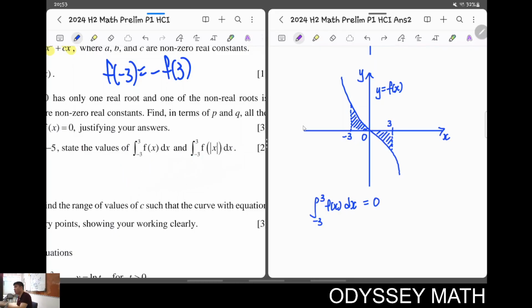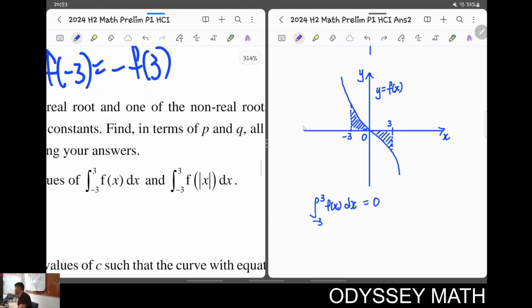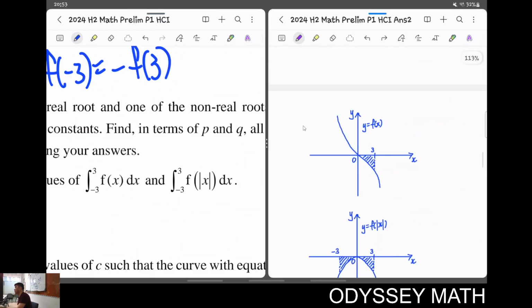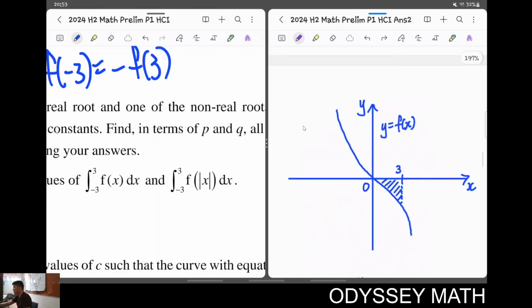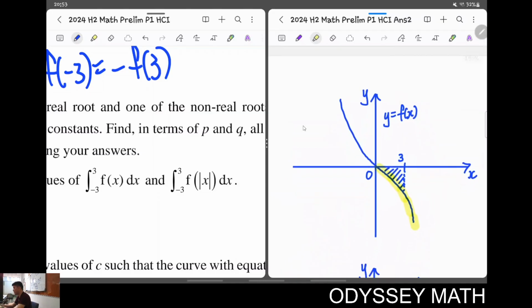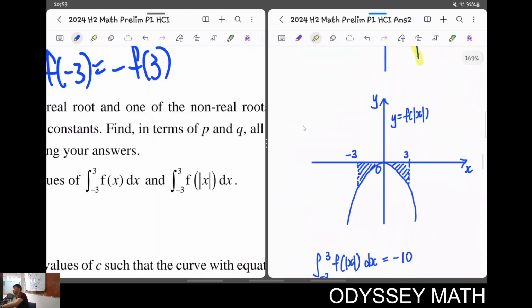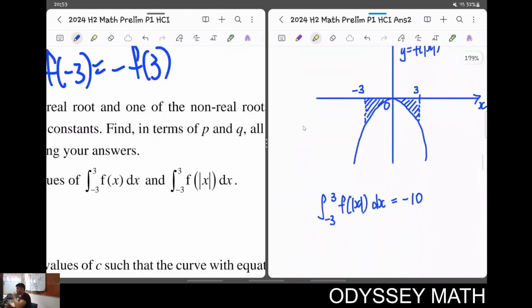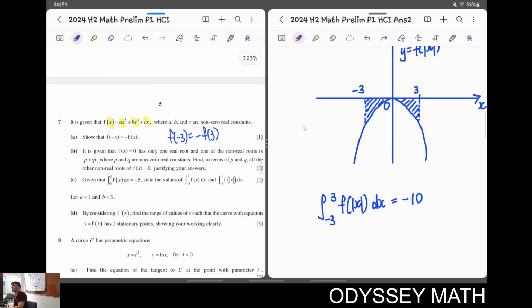So now we want to find the same thing, but we replace the x with modulus x. Do you still remember your graph and transformation? If I replace x with modulus x, you know what happens? It means that I keep the graph on the positive part of the x-axis, and then I reflect it about the y-axis. So I'm looking for this region over here, which is just minus 10, because it's like you add the negative 5 with the negative 5, which is minus 10. Agree? Okay. So this will be question number 7C here.